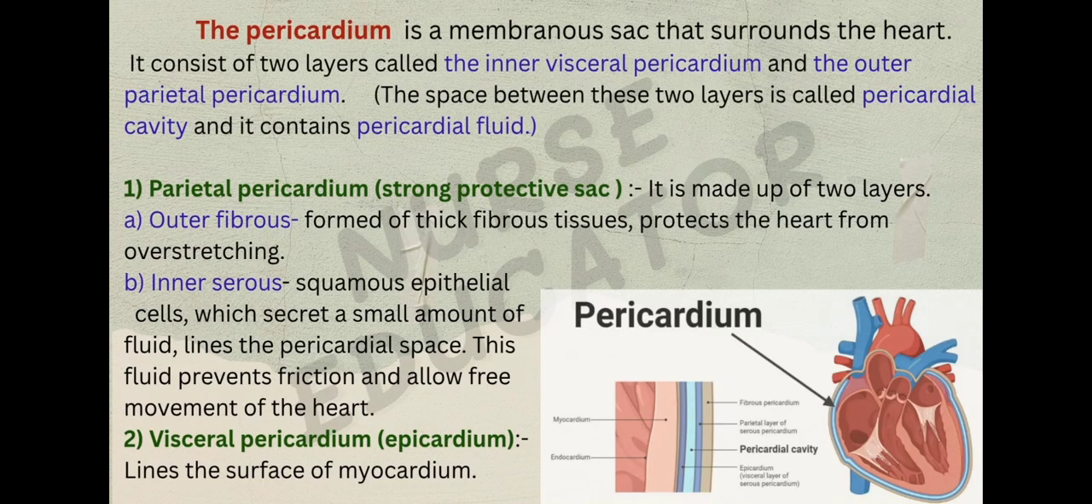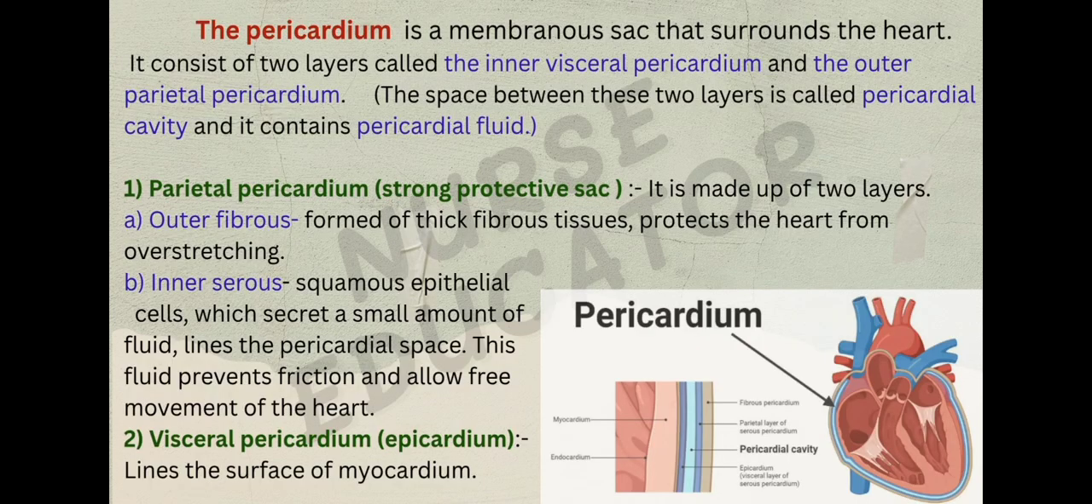Then we'll see the outer pericardium. It is a membranous sac that surrounds the heart. It consists of two layers: the inner visceral layer and the outer parietal pericardial layer. Between these two layers there is a space called the pericardial cavity. This cavity contains the pericardial fluid.